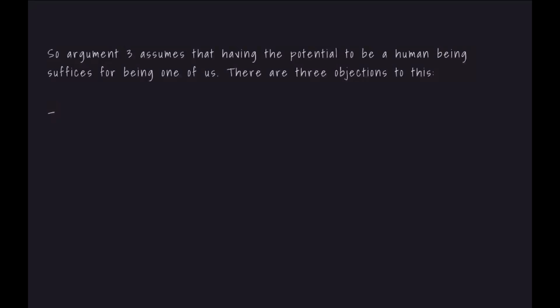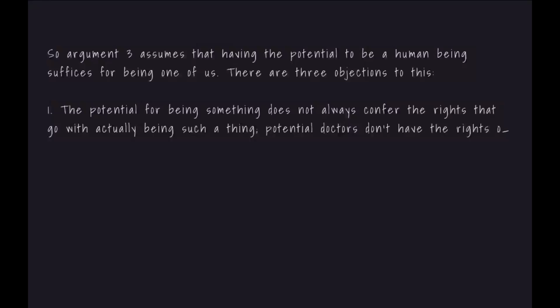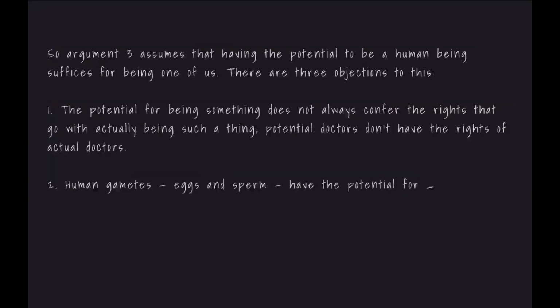Because, 1. The potential for being something does not always confer the rights that go with actually being that thing. Compare the potential doctors who do not have the rights of actual doctors. Then, human eggs and sperm have the potential for being human beings. But think about what implications there will be to conferring the right to live on gametes.